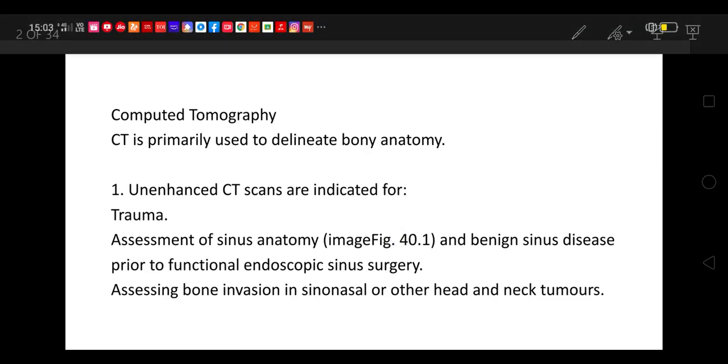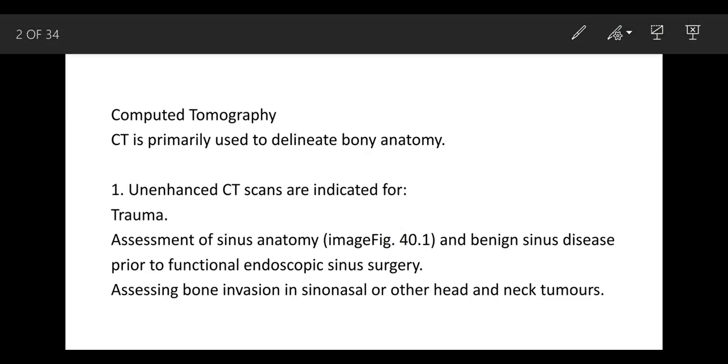Imaging in ENT. CT. Computer tomogram is primarily used to delineate anatomical bony margins. Unenhanced CT scans are indicated for trauma, assessment of sinus anatomy, benign sinus disease prior to functional endoscopic sinus surgery, and assessing bone invasion in sinonasal or other head and neck tumors.